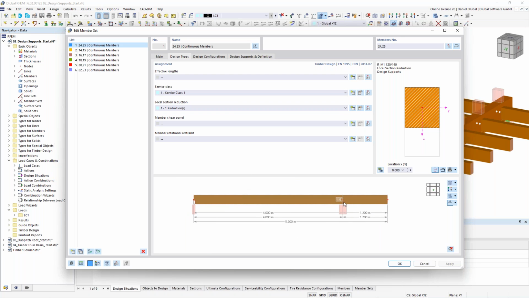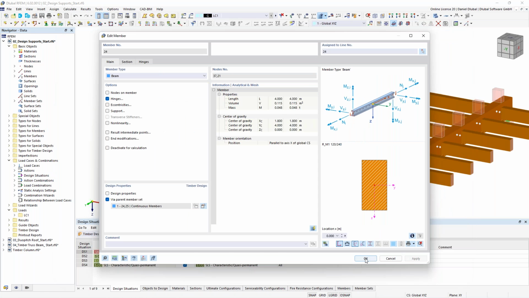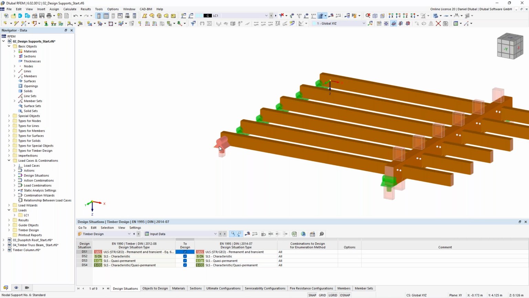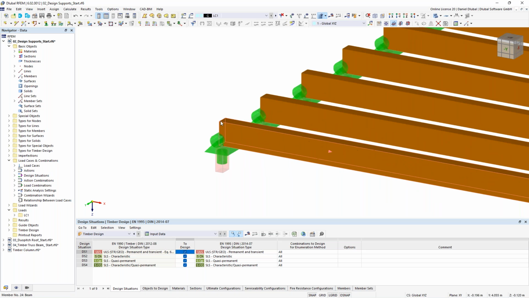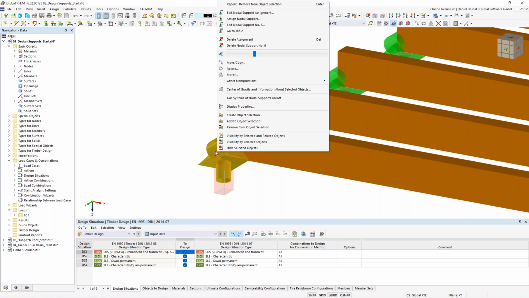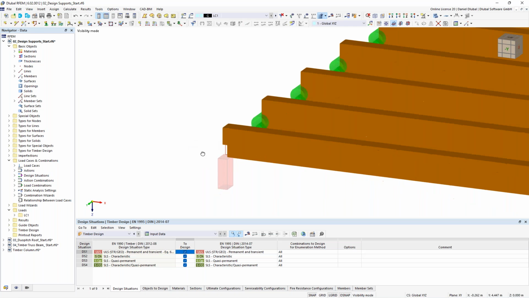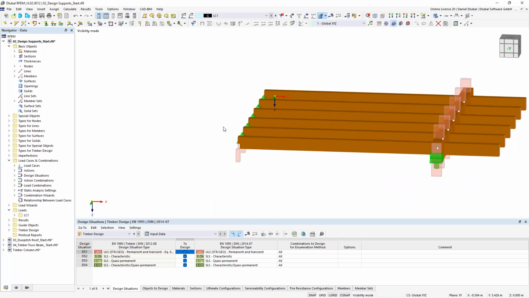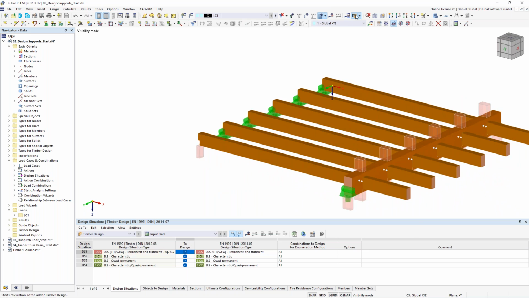And now let's calculate it. I say okay. I can see this also in the whole rendering when I remove this object by visibility, oops, sorry. I see it here. And now let's calculate it.